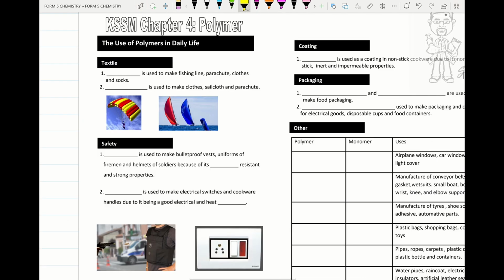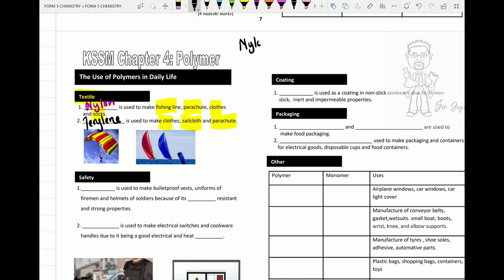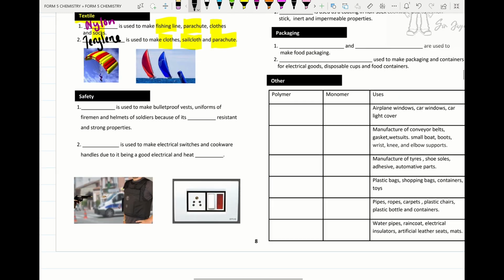We check the uses of polymer in the textile industry. The polymer used to make fishing line, parachute, clothes, and socks will be under nylon. Next, used to make clothes, sail clothes, and parachute, this type of polymer is known as terylene. Please remember nylon and terylene. Terylene is a polymer formed through condensation polymerization.